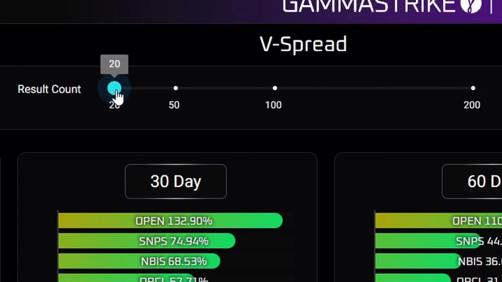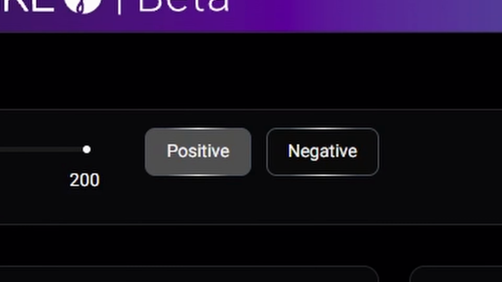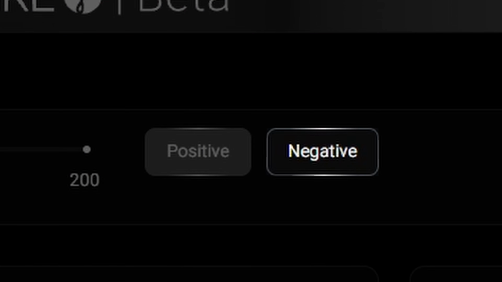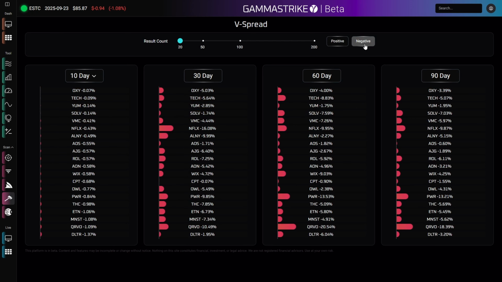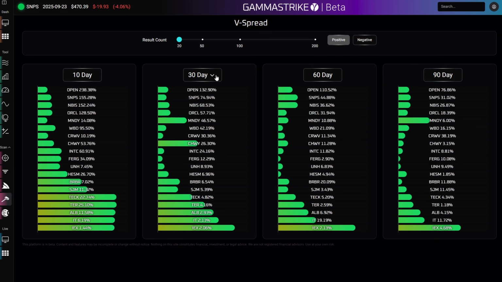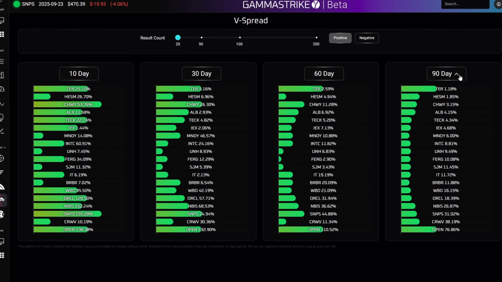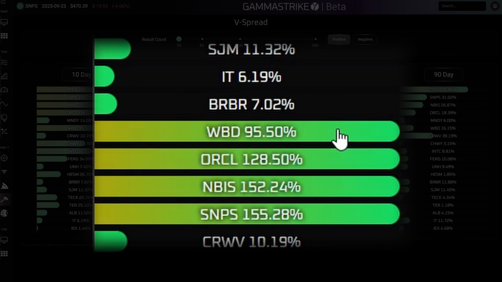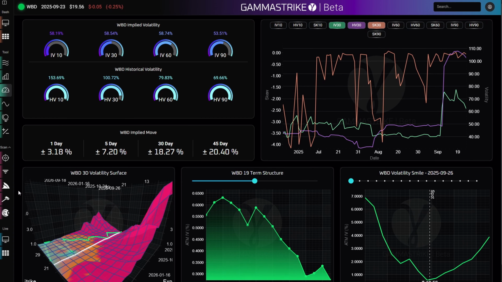At the top of the page, you can control how many results are shown, as well as if the difference is positive or negative. A positive value here means that the HV is above IV for that particular stock, while negative means that the IV is above HV. You can of course sort by each IV-HV pair, with all of the other boxes also being linked together to provide the full volatility picture. You can then click on the ticker to view more details on its specific volatility page.